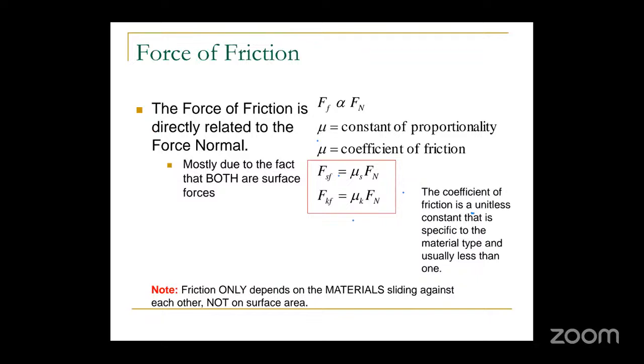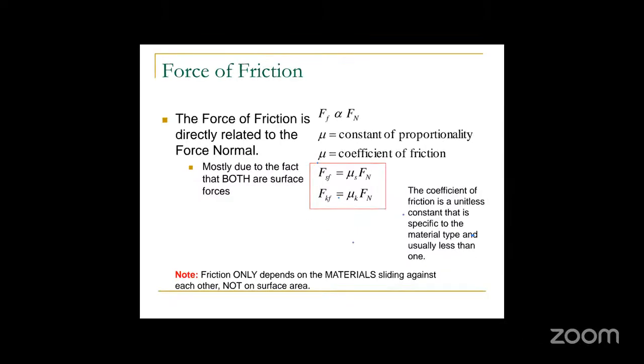It is represented mathematically as this: frictional force is directly proportional to the normal force. The static frictional force is equal to the coefficient of static friction times the normal force. The kinetic frictional force is equal to the coefficient of kinetic friction times the normal force.